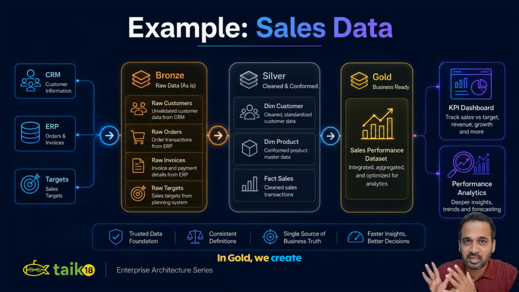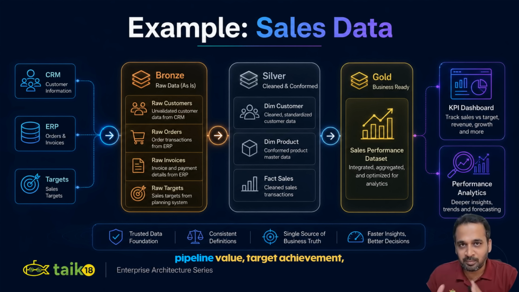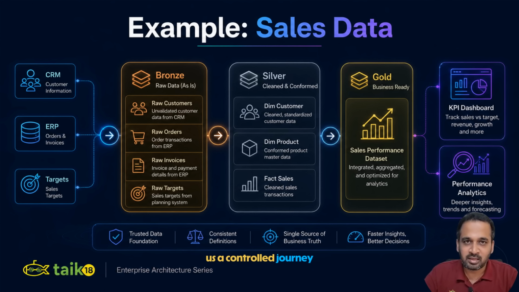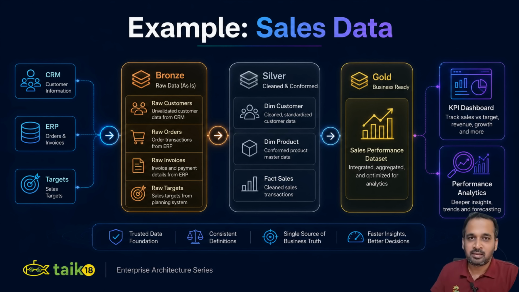In gold, we create a sales performance data product. This may include revenue, pipeline value, target achievement, sales by region, product performance, customer performance, and monthly trends. Then this gold data can feed a semantic model and Power BI dashboard. So Medallion architecture gives us a controlled journey from scattered source data to trusted business insight.